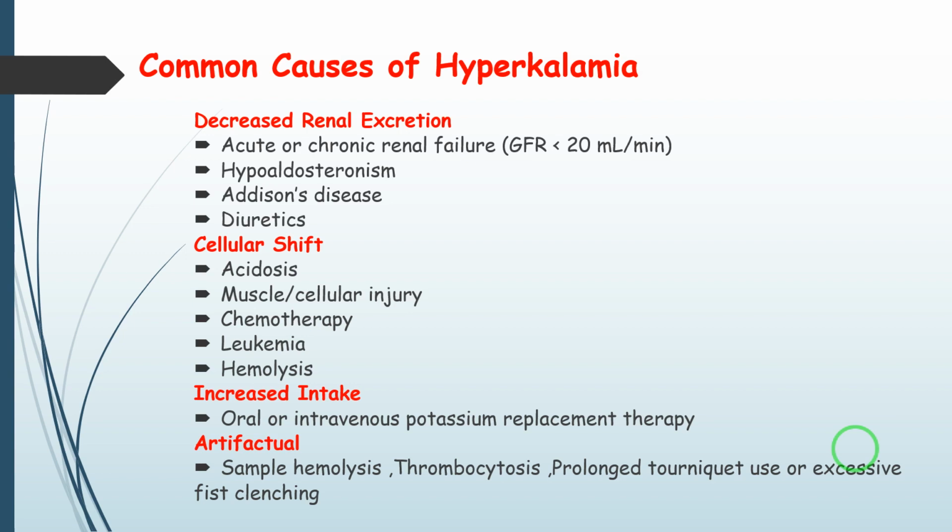This is artifactual, and we must keep in mind the cause of clenching, all these, the excessive fist clenching. Sometimes some technicians ask you, before the blood collection, to do fist clenching, which is a bad technique, and it will lead to release of potassium from inside the cell. It will lead to a false positive increase in the level of potassium, so this behavior must be avoided. Prolonged application of a tourniquet before collection of the blood sample also will lead to release of potassium from the cell, leading to false positive hyperkalemia.